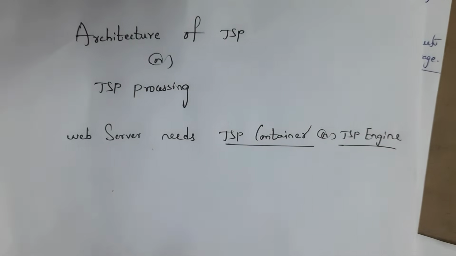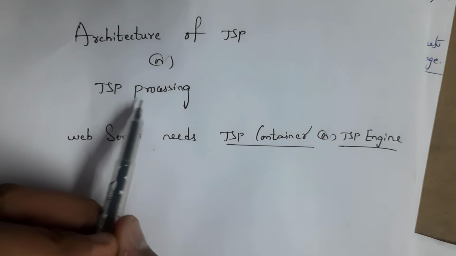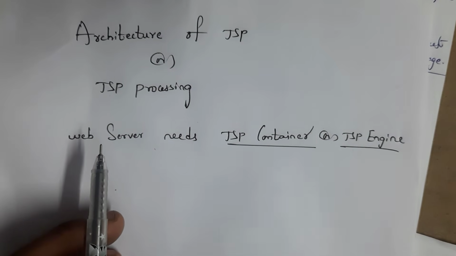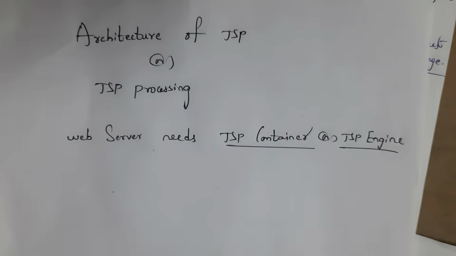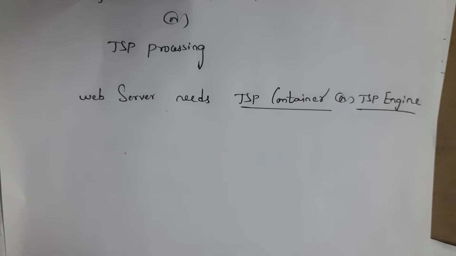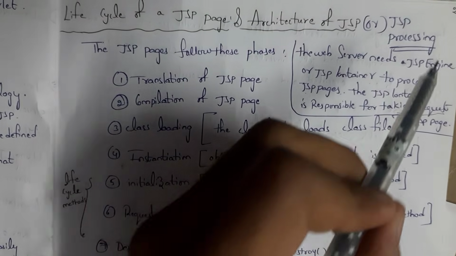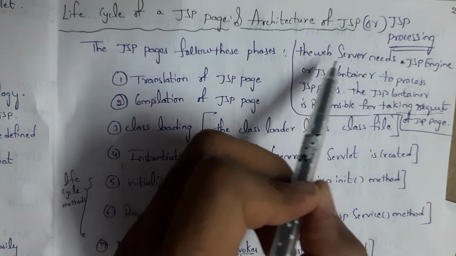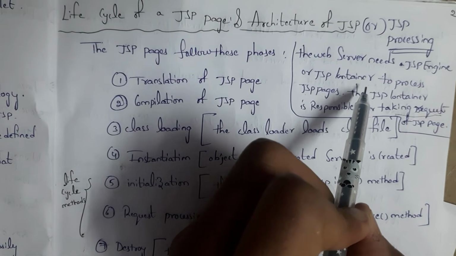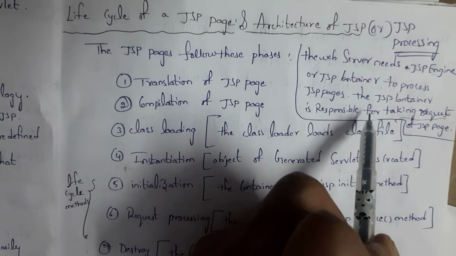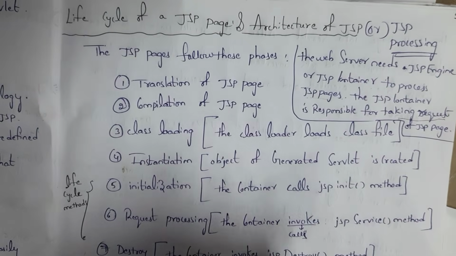Next, architecture of JSP. We also call this architecture of JSP as JSP processing. Both are the same question. The web server needs a JSP container or JSP engine in order to process JSP pages. Whatever request is sent by a JSP page is handled by the JSP container. The JSP container is responsible for taking requests of JSP pages. This is the definition of JSP processing.